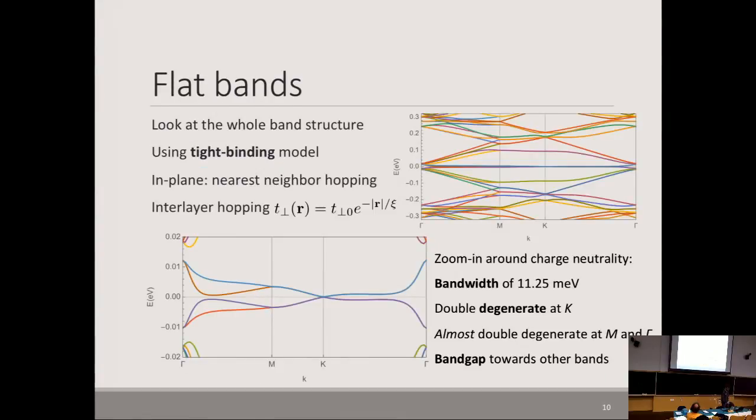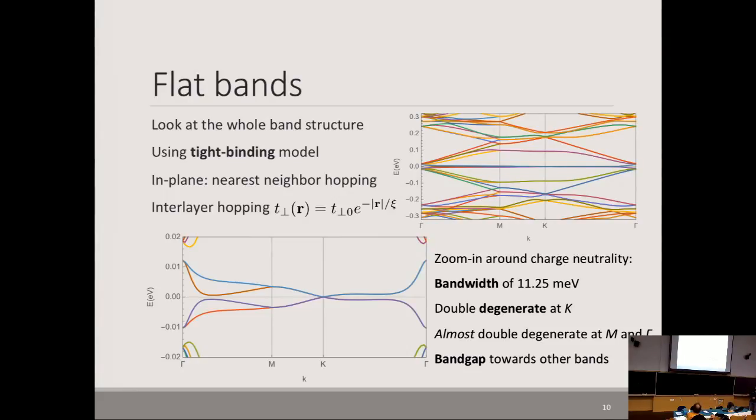So what we did is we started looking at these bands a little bit more in detail. Rather than having this approximate picture of these cones and then these level repulsions, let's do it exactly. You can just take a commensurate angle, so you get a very large unit cell, in our case with 11,000 carbon atoms in it, so you get 11,000 bands. You can just do a tight binding model where in plane I just do nearest neighbor hopping to get these Dirac cones, and then interlayer hopping, which decays exponentially with the distance. If you do that, you get, this is just a snapshot of a lot of these bands, but let's zoom in close to this charge neutrality.